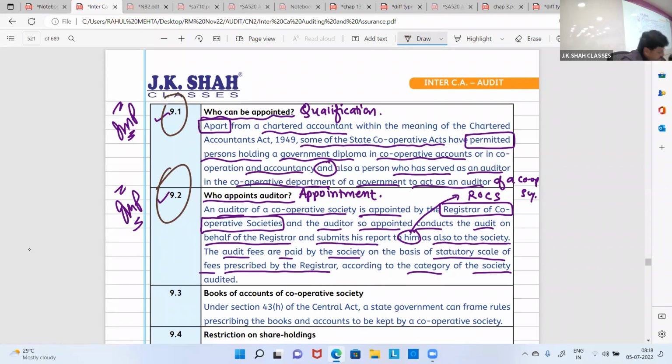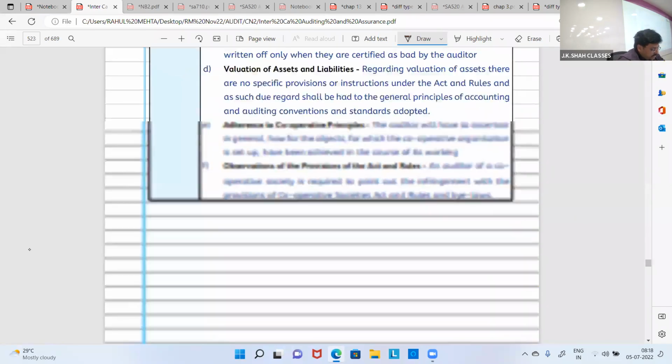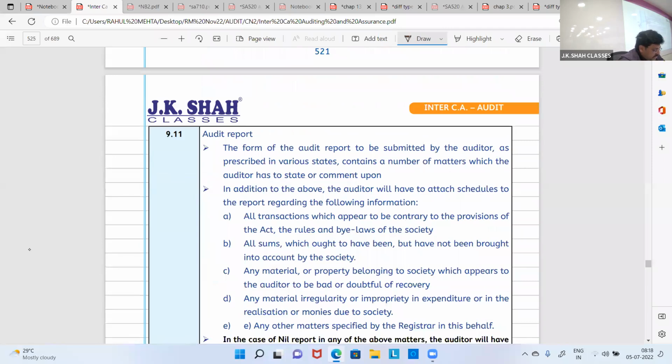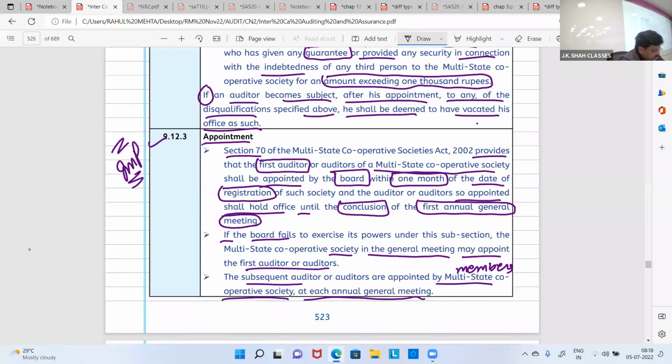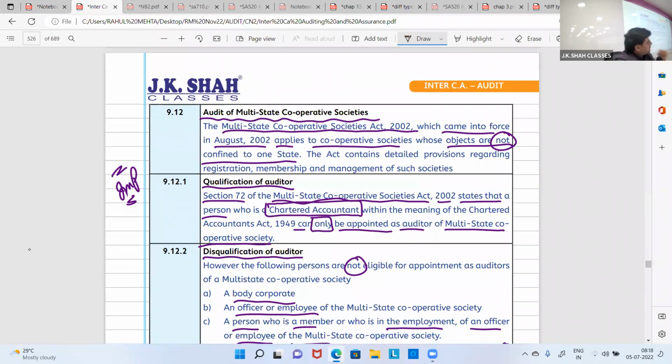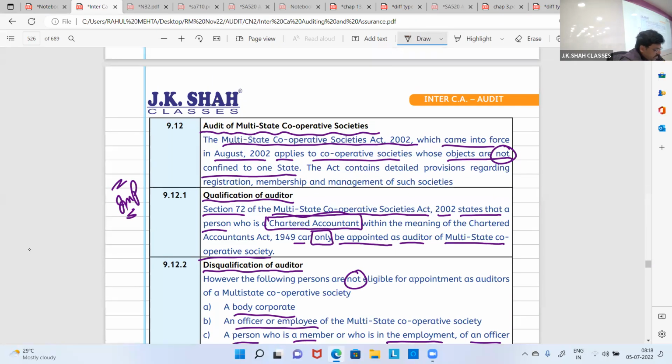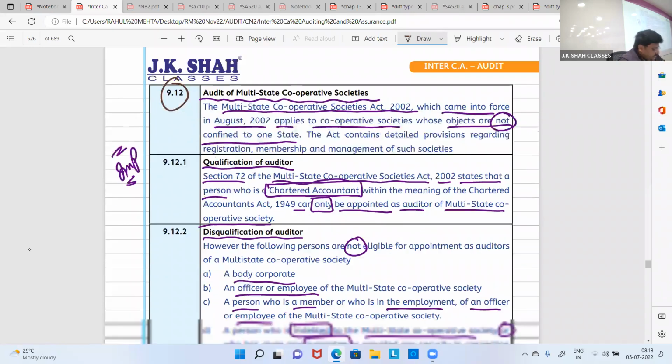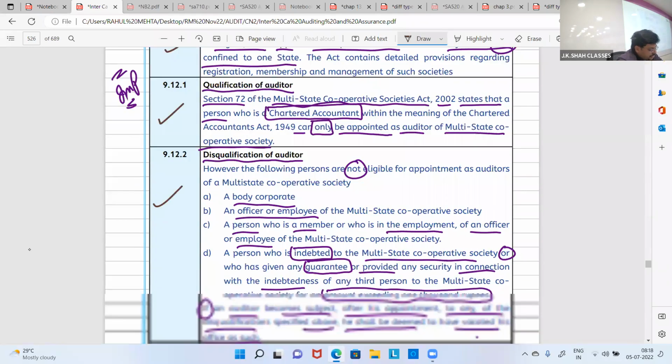Shall we come down, down, down. 523, please. If you come to 523, you will find point 9.1.2 on audit of a multi-state cooperative society, MSCS. Did you find it? Come on, this is 1, 2, 3, 4, dear.